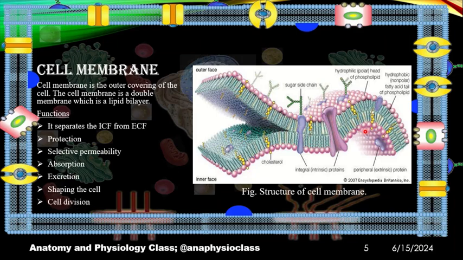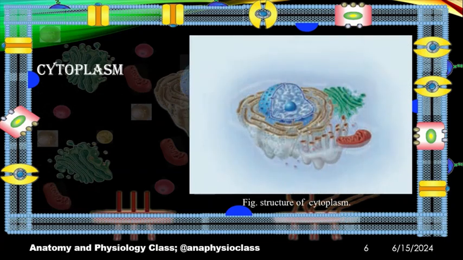Then cell division. So immediately after the genetic makeup of the cell is divided into two, and the cytoplasm of the cell is also divided into two, the cell membrane is the one that is responsible for dividing each and every mother cell or parent cell into two daughter cells. So the cell membrane plays an important role in cell division, which we are also going to see later.